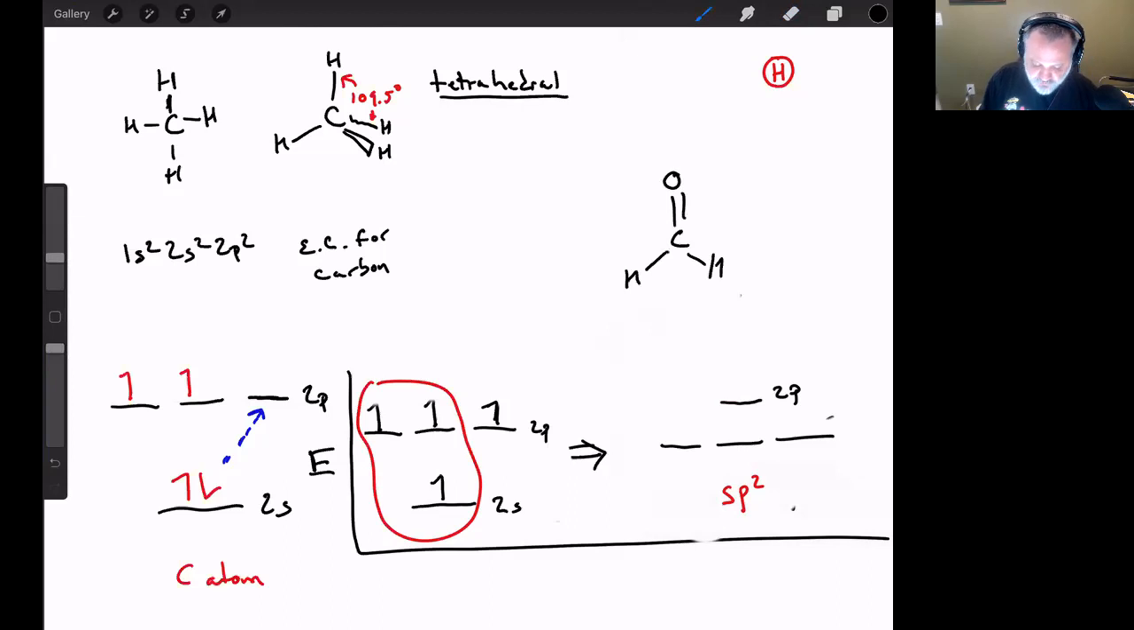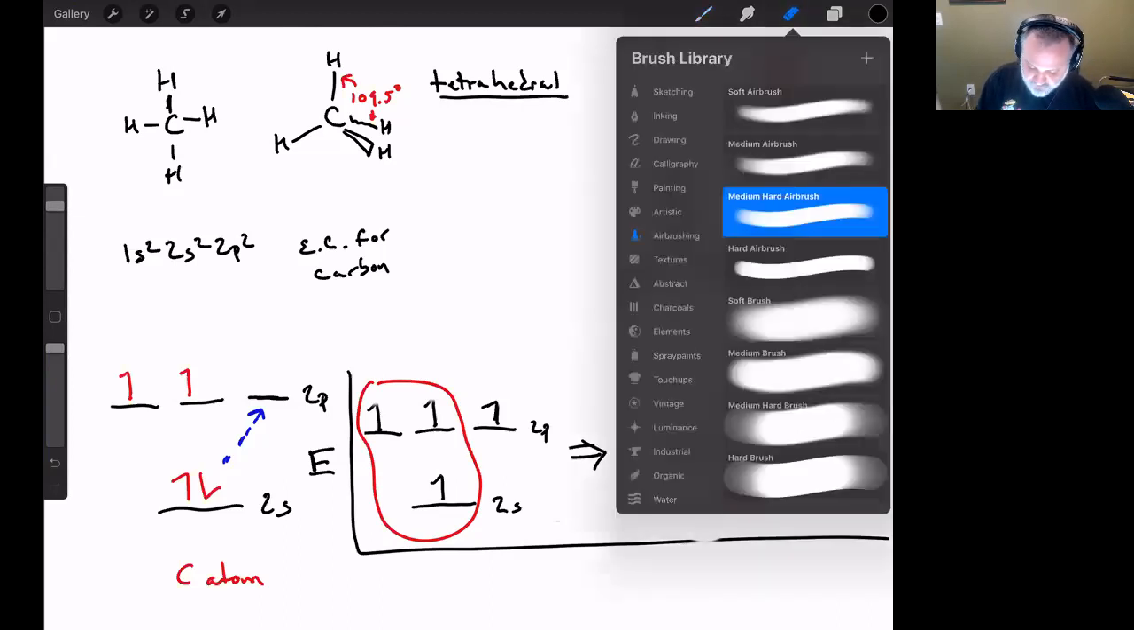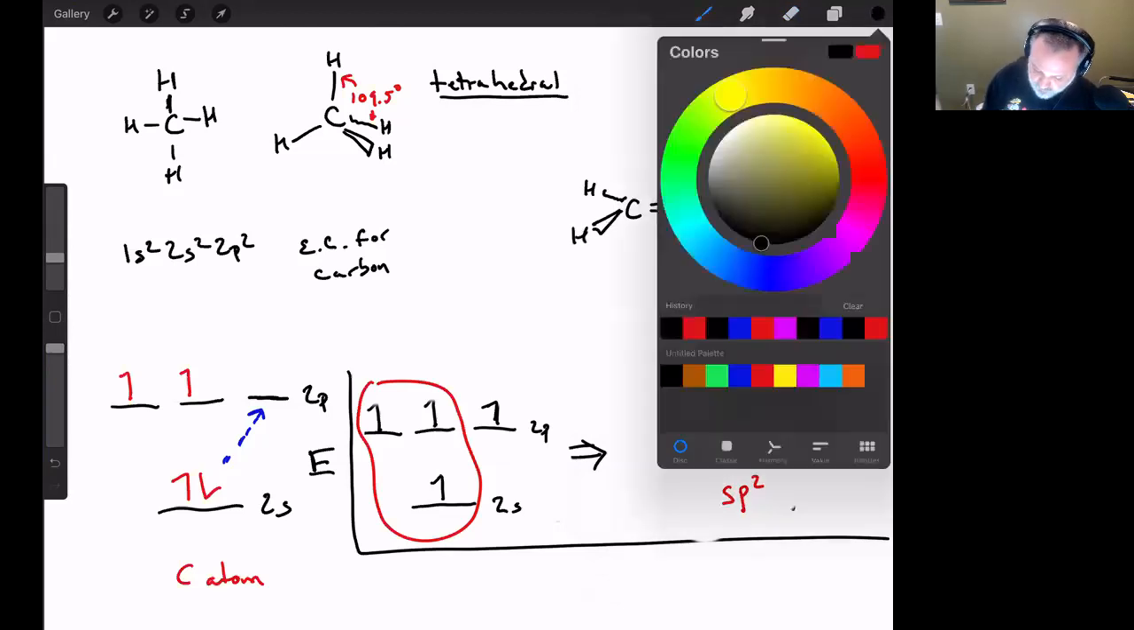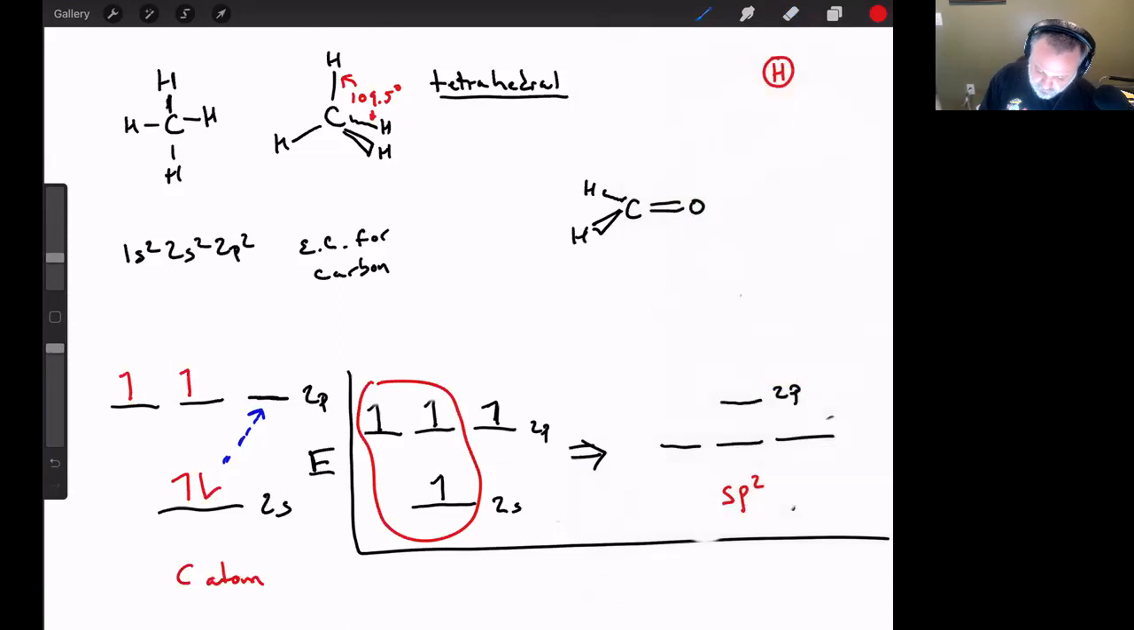If we redraw this double bond from the perspective of it being sort of flat, so that we can see there's the double bond, there's a hydrogen moving away from us and a hydrogen coming towards us. These orbitals are sp2 orbitals.